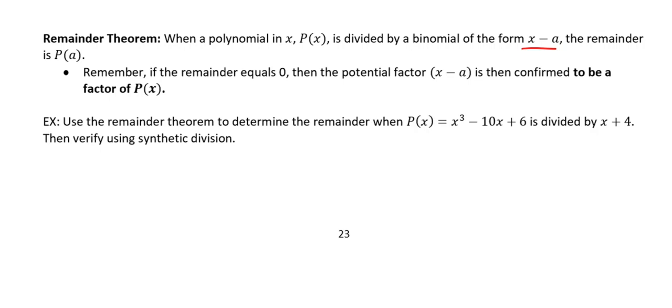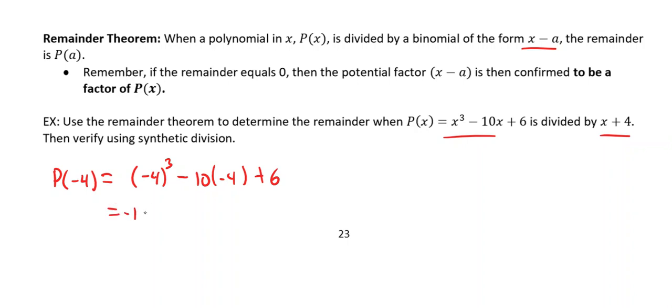Okay? So use the remainder theorem to determine the remainder when this is divided by x plus 4, then verify using synthetic division. So, okay, we could say p of negative 4 is equal to negative 4 to the power of 3 minus 10 times negative 4 plus 6, which is equal to negative 18.